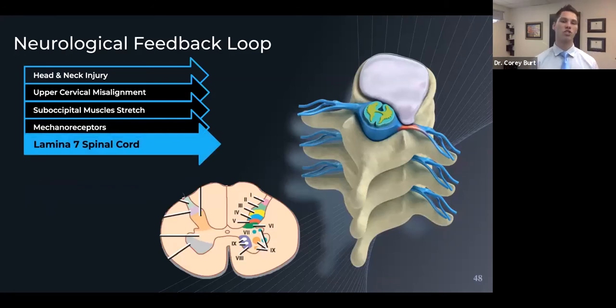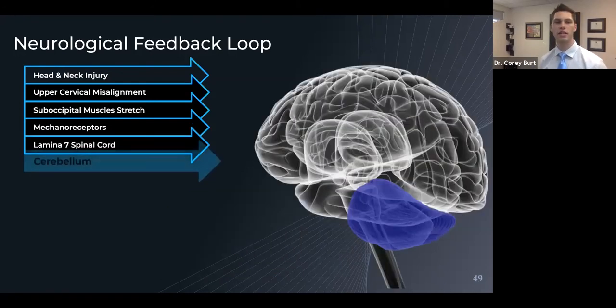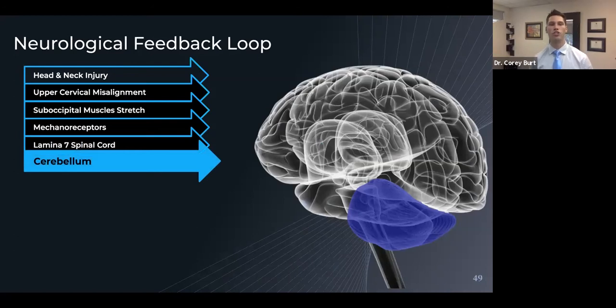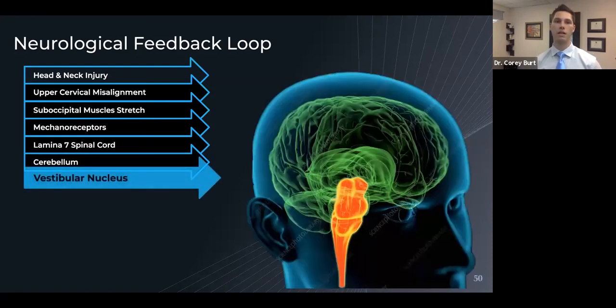Okay, now that the mechanoreceptors are stimulated, it's going to send that neurological signal up through lamina 7 of the spinal cord. And not to get into too much detail, just know that the spinal cord has a total of 10 different sections, or 10 major pathways in which information is sent to and from the brain. Okay, the signal is going to continue up to the cerebellum, the posterior lobe of your brain, which is responsible for controlling equilibrium and balance.